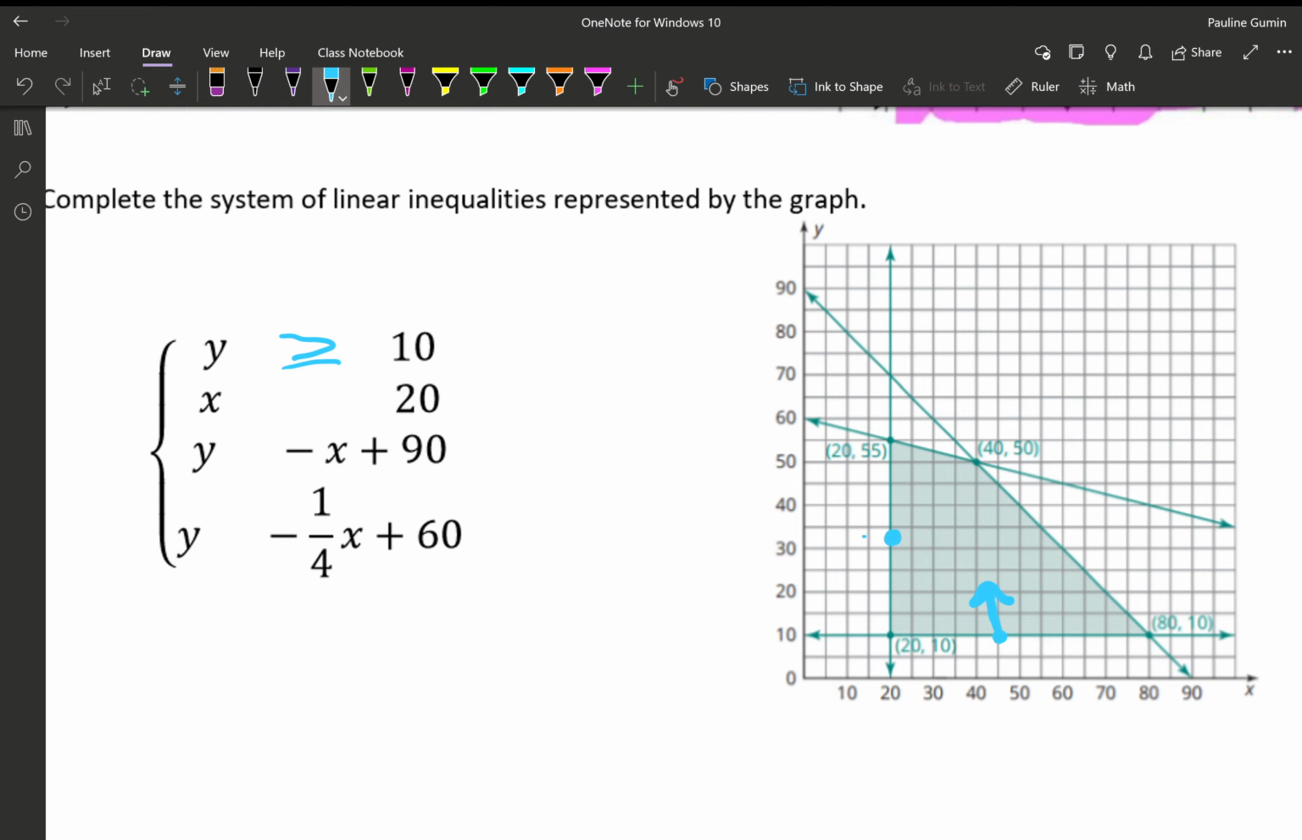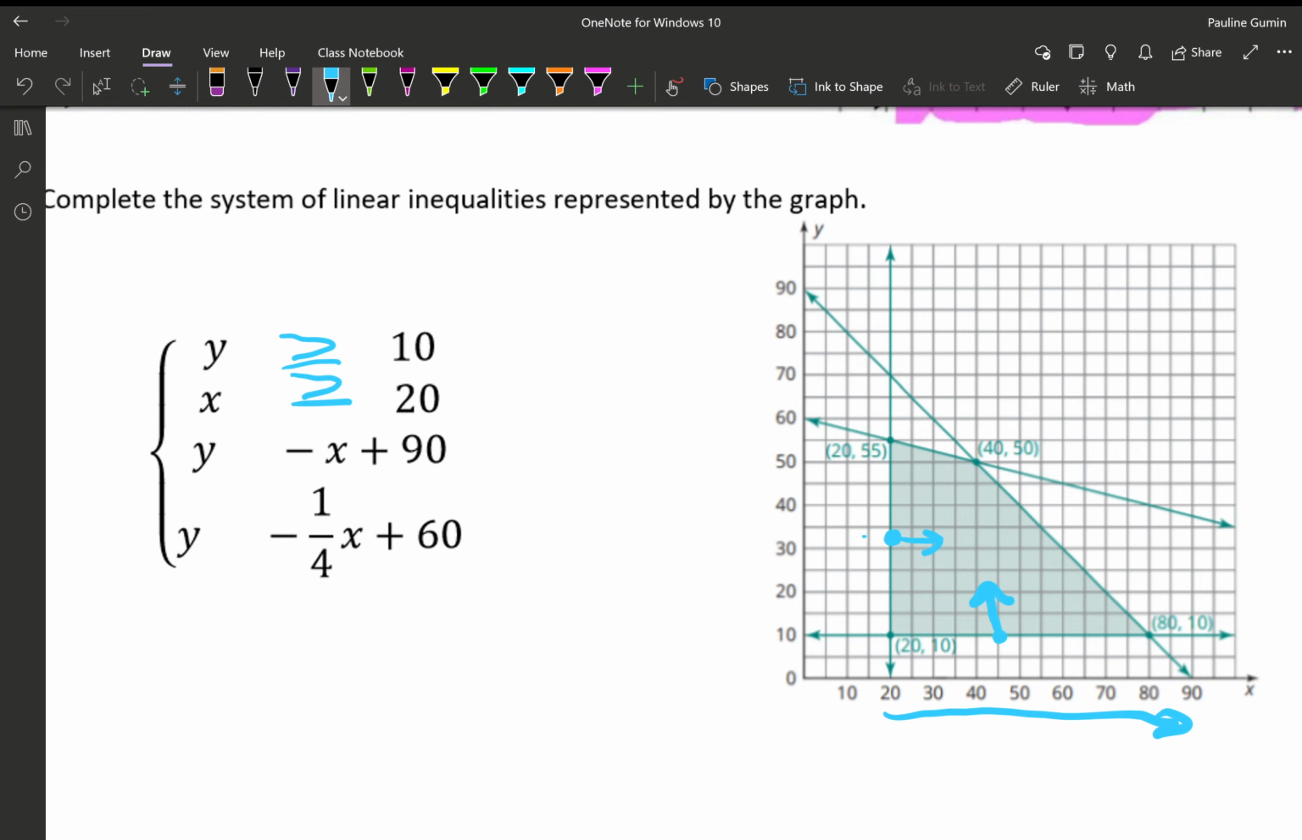Now, I'm going to draw an arrow, but it's going to point to the right. So to the right is numbers greater than. How do I know? I look at the numbers on the x-axis. Going to the right, they get larger. So x is greater than or equal to 20.